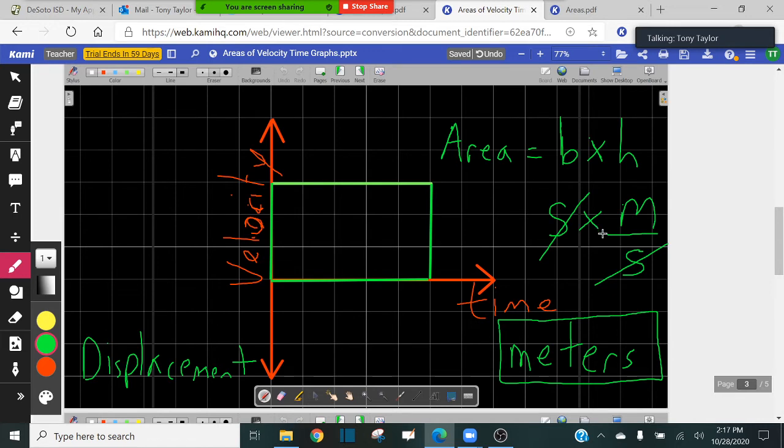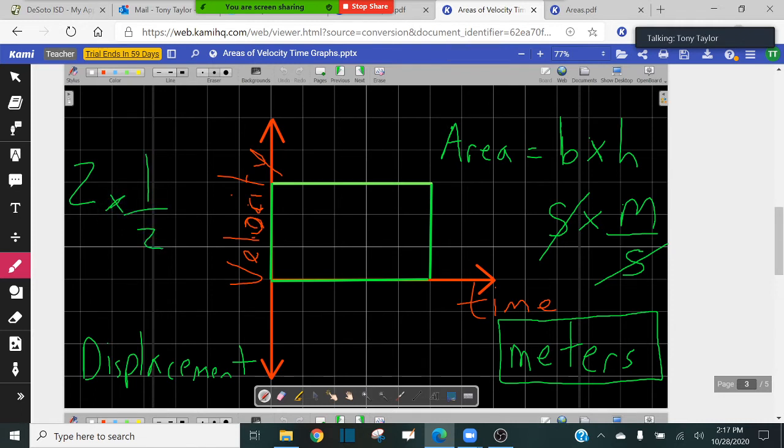Because seconds times meters per second, the seconds cancel. And you know this from algebra. It's the same thing as multiplying 2 times 1/2. If you take 2 and multiply that by 1/2, what does it give you? It gives you 1, because the 2's cancel and you're just left with 1. Another way of saying that, if you have 2 halves, that's equal to a whole. The 2's cancel and you're just left with 1. That's what I did there, just in terms of my units.